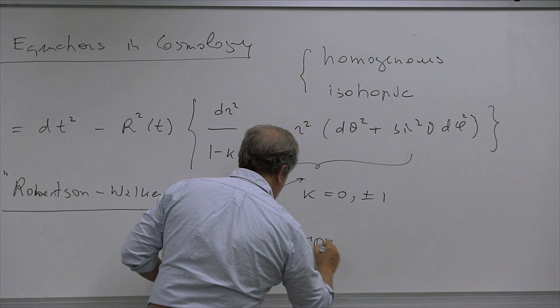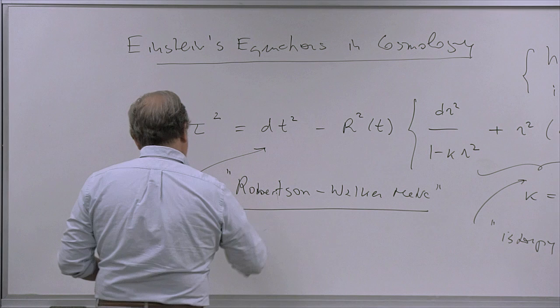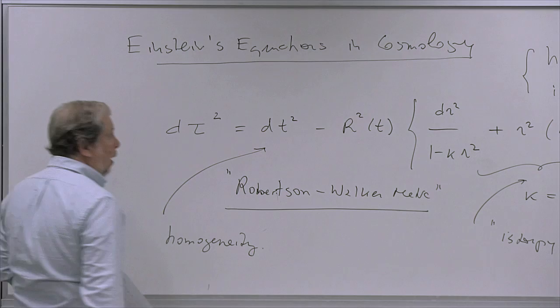The isotropy is in this part, which is spherically symmetric, if you want. And the homogeneity is in that part over there. Notice that in particular here there is a coefficient of 1.